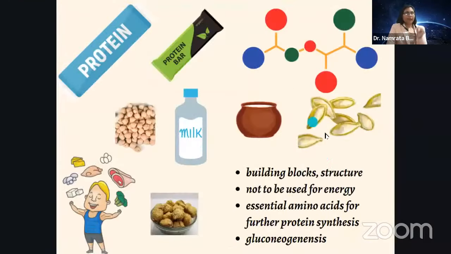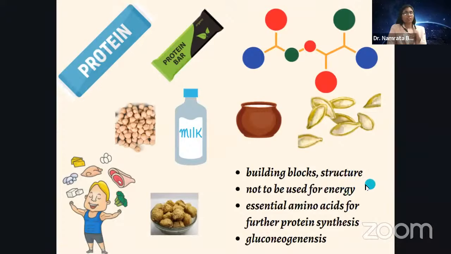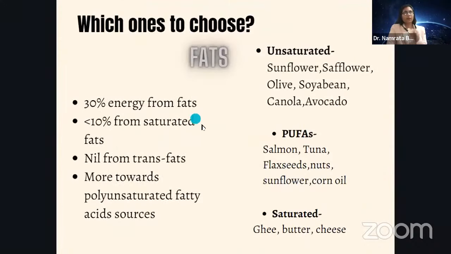This is why I put this slide: protein is the building block of the body and it contributes to structures like nails, hair, skin. It is not to be used for energy production by the body. Ideally, the body has the capacity to produce glucose from anything, but protein should be spared for building the structure. Which ones to choose again?